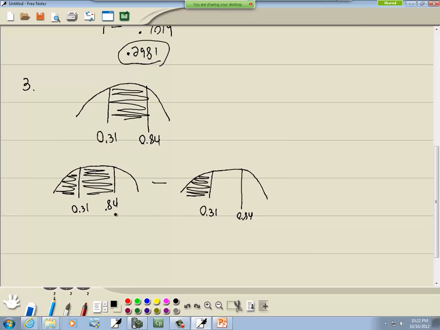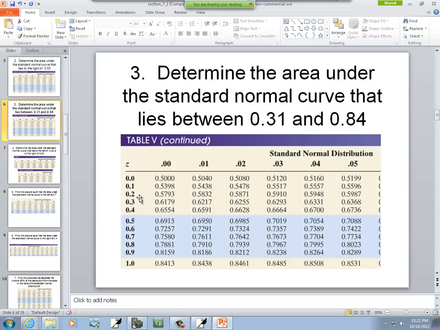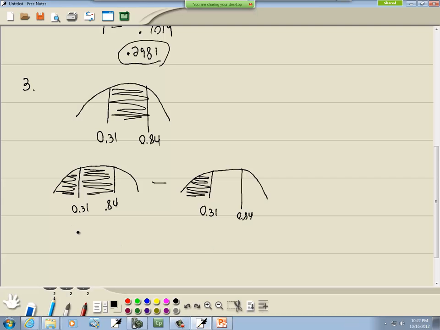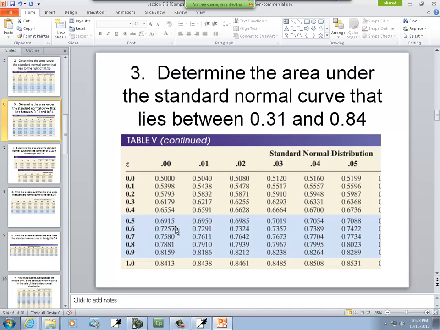So let's look up 0.84. So 0.8 and then 0.04 is 0.7995. Again, the 0.84 we look up based upon the first decimal, well, this digit and then this first decimal place, and we look up the hundredths place, which is the 0.04. So I look up the intersection of 0.8 and 0.04, and we get 0.7995.